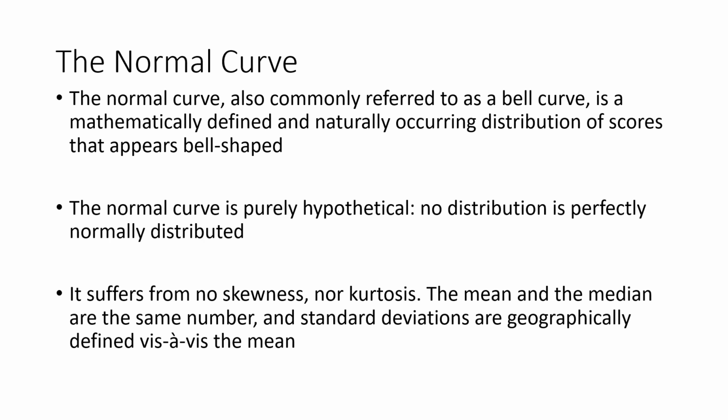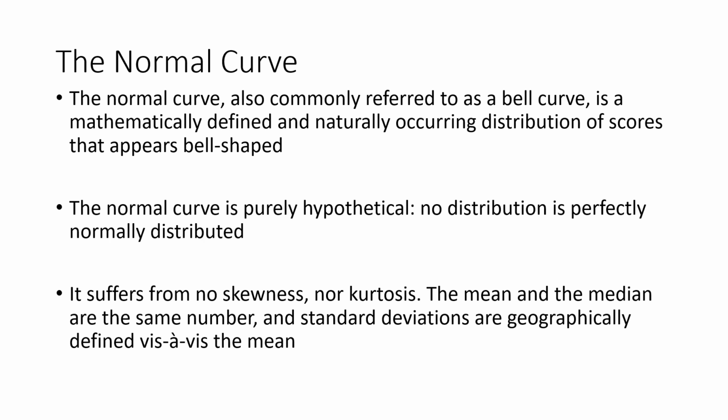Again, the normal curve is purely hypothetical, right? No distribution of scores, whether you're looking at sample data or population data, is ever perfectly normally distributed. It is an ideal to which we hold ourselves when we make generalizations from a sample to a population, but no real life data ever corresponds perfectly to a normal curve.